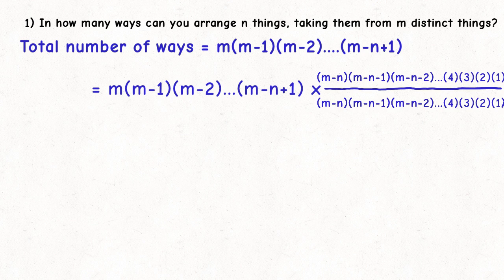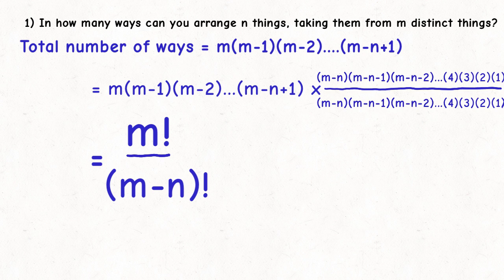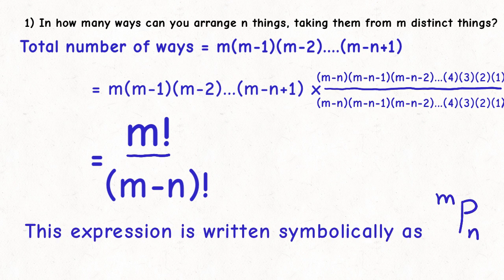And after this, in the numerator, you have the numbers from 1 to m all multiplied together. And in the denominator, you have the numbers 1 to m minus n all multiplied together, which is basically factorial m upon m minus n factorial. And this is the symbol for this expression. mPn is a symbol for it.